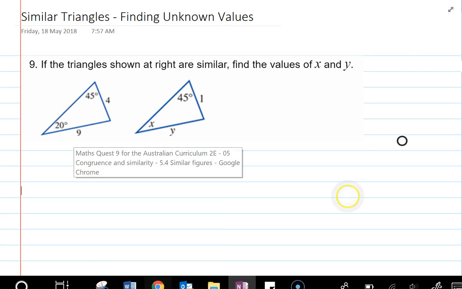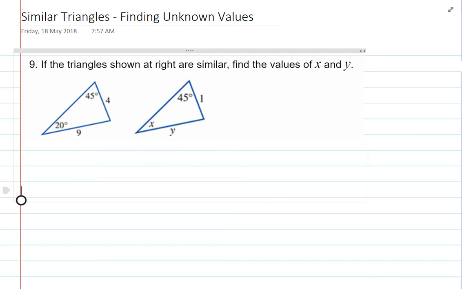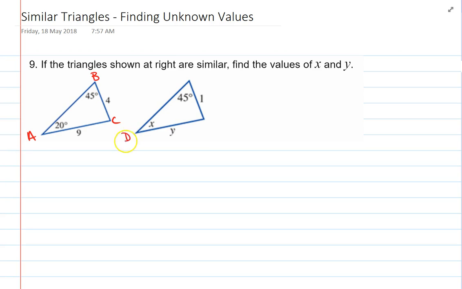Okay, final example. This one's a bit better because it actually tells us, if the triangles shown are similar, find the values of X and Y. So we already know that they are similar. It's also a bit easier because they've already been drawn separately. So the first thing I do is I label my triangles because it's easier for me to then identify my corresponding sides and angles. All right, so we need to find the value of X and Y.